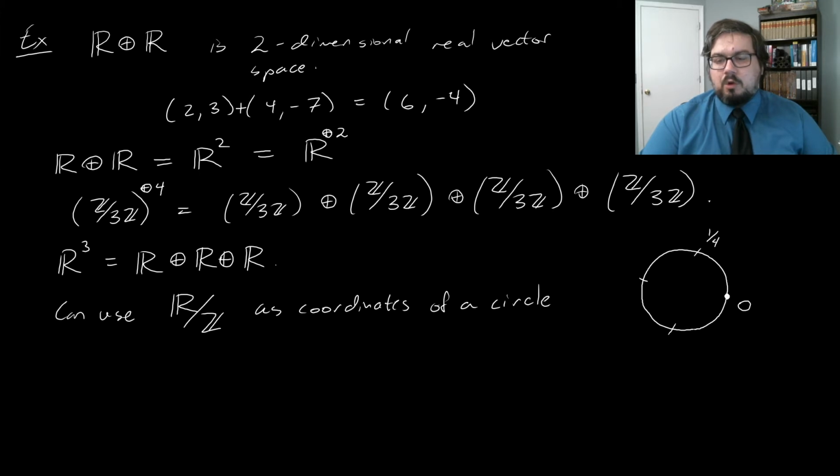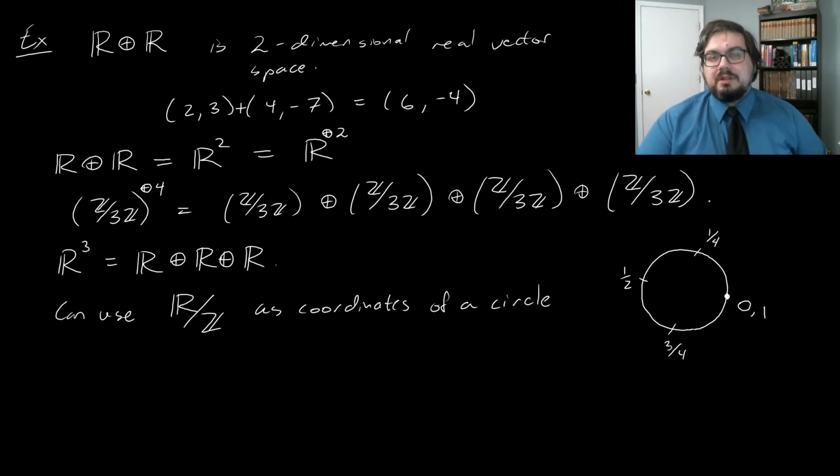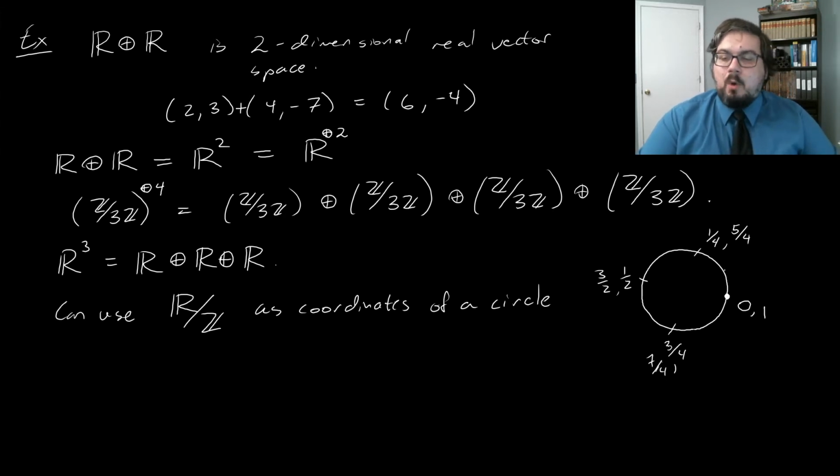So we'll give a quarter of the way around the circle the coordinate 1/4, then 1/2, then 3/4, and then the point labeled 0 also has the coordinate of 1, because we've gone all the way around the circle so far. And the point labeled 1/4 also has the coordinate 5/4, and 1/2 also has the coordinate 3/2, and 3/4 also has 7/4, and so forth and so on. So in fact, every point on the circle can be given a coordinate that is unique when it comes from the group R mod Z.